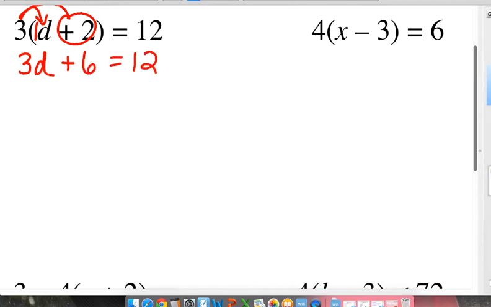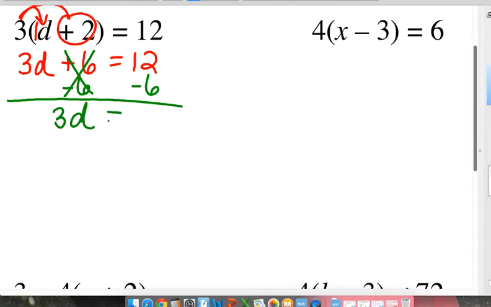Okay, now the next step would be to get my constants together. Constants are your plain old numbers. That would be the 6 and the 12, and the 12 cannot move, right? Because if you recall, you're not allowed to leave one side of an equation empty. So that means I need to move that 6 away from the d, and I'm going to do that by doing the opposite. I'm going to subtract 6, and goodbye to those 6's. I bring down the 3d, I bring down the equal sign, and 12 minus 6 is 6.